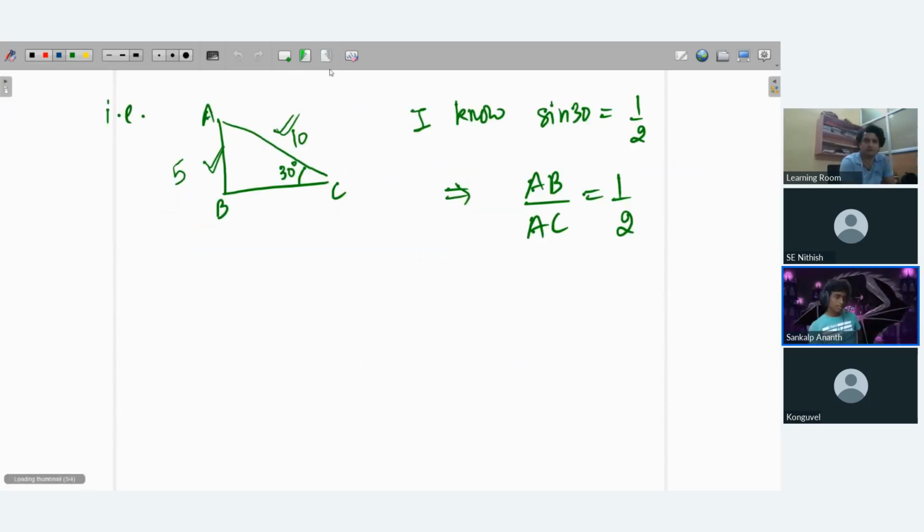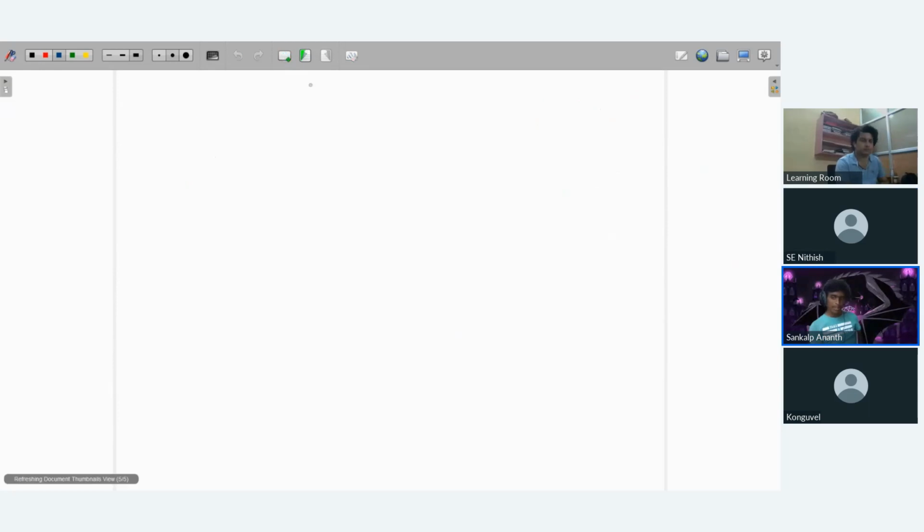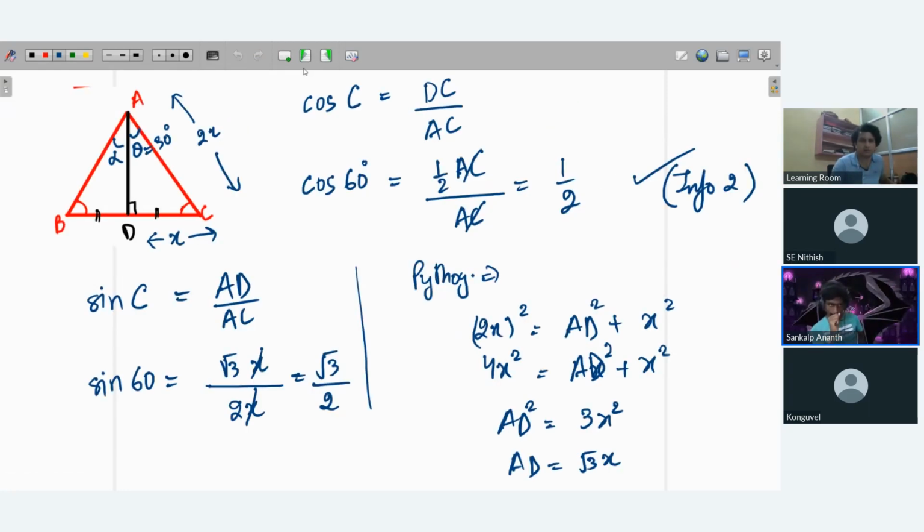It is AD by AC. It should be same, right? So cos 30, the ratio in the triangle ADC, is base over hypotenuse. That means base is AD, AD over AC. And just now you have found out AD over AC, it's same, sir. Root 3 by 2.